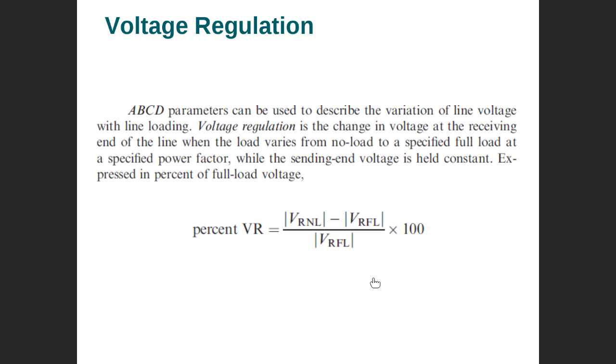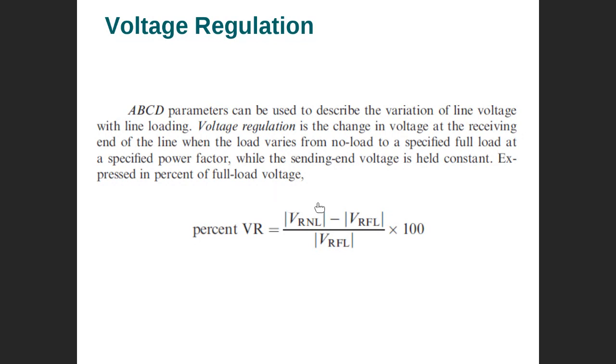Another thing about ABCD parameters, an advantage, is why we also need the voltage regulation. ABCD can be used to describe the variation of line voltage with the line loading. What is voltage regulation? It is the receiving end voltage. Now we talk about the percent voltage regulation, called VR: the no load at the receiving end minus the full load also at the receiving end, over the full load.